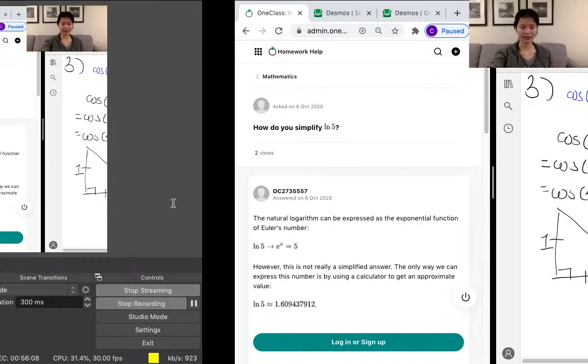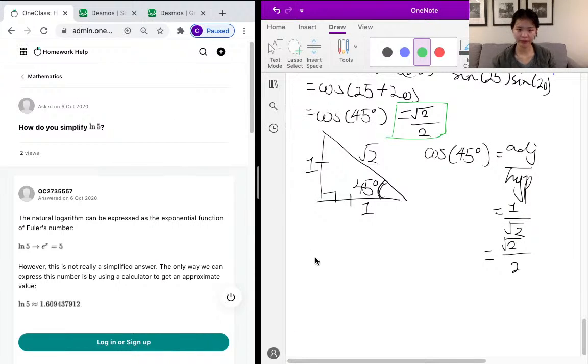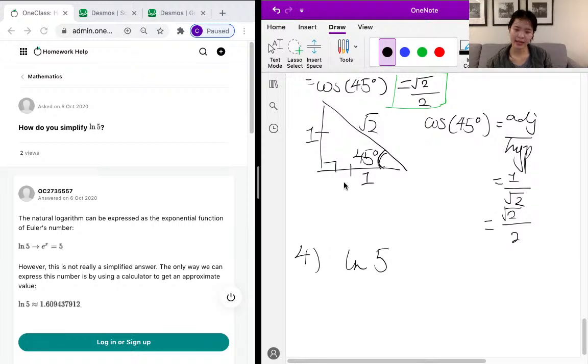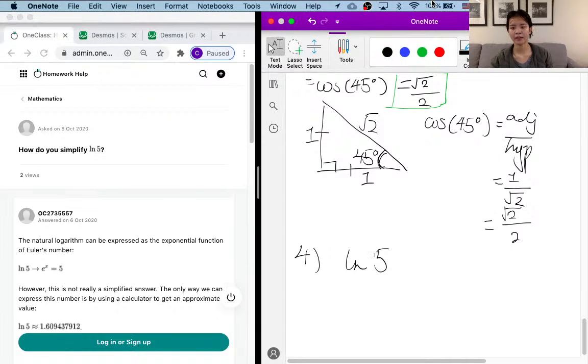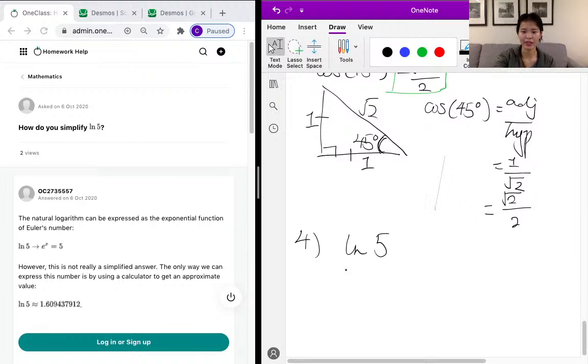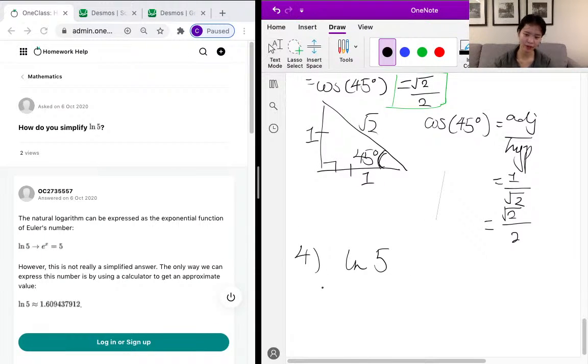Now here's our next question that asks us to simplify ln 5. The word simplify is not used very well here, because ln 5 is already in its simplest form. ln is just log with base e, but since e occurs really commonly in mathematics, we give log base e a special representation, which is ln, because it happens so frequently. Okay?